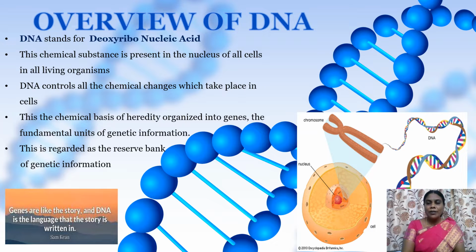So first of all, we'll learn the overview of DNA. DNA stands for deoxyribonucleic acid. This chemical substance is present in the nucleus of all the cells in all living organisms. DNA controls all the chemical changes which take place in the cells. This is the chemical basis of heredity organized into genes, the fundamental units of genetic information. Therefore, it is regarded as the reserve bank of genetic information.